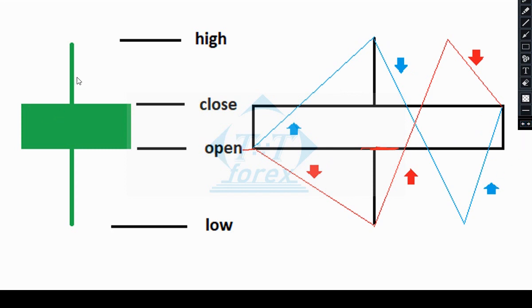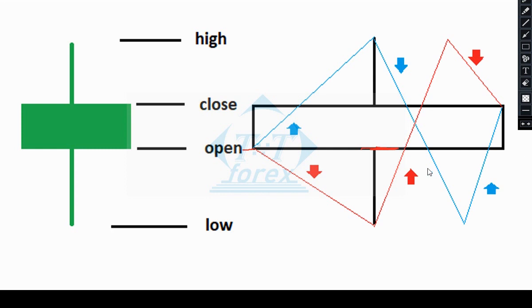From looking at the higher time frames, you won't be able to see this. That's why we always recommend that one go down to the lower time frame and see exactly what really happened. So this is an example of a bullish one.